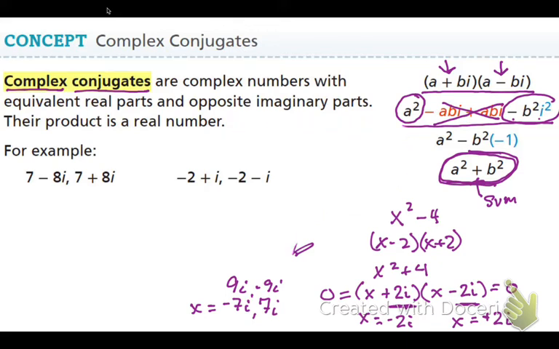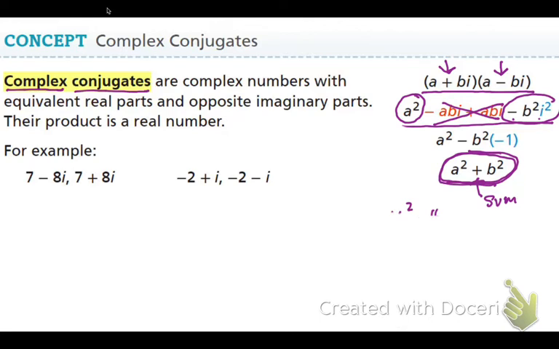Okay, so a conjugate is the same thing. One is positive and one is negative. So if I have 7 minus 8i, the complex conjugate is what? 7 plus 8i. If I have negative 2 plus i, the conjugate is? Negative 2 minus i. You notice the only sign that is changing is the one in the middle, not the front one. Understand? So if it's negative 2 on one, it's negative 2 on the other.